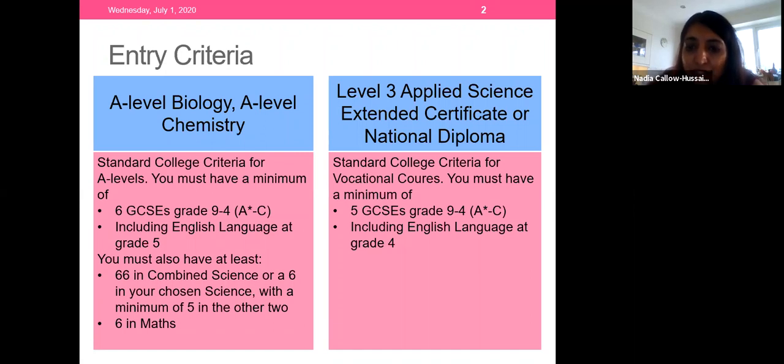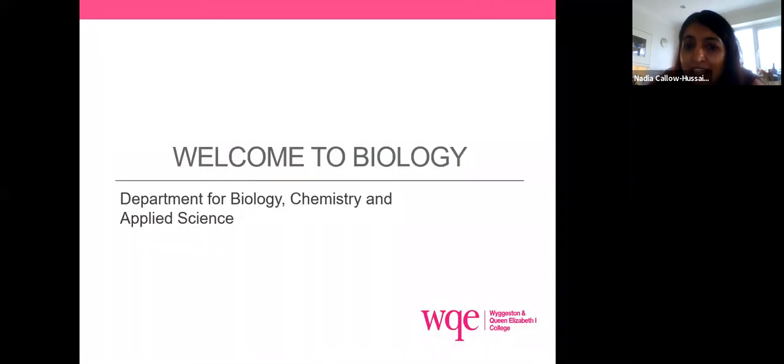For the vocational courses, you need to have a minimum of 5 GCSE grades, 9 to 4, including English language and maths to grade 4. So those are the entry criteria for all of our subjects in our department. If we move on to the next slide then, I'll talk about specifically the A-level biology.